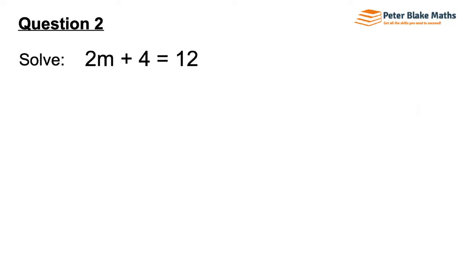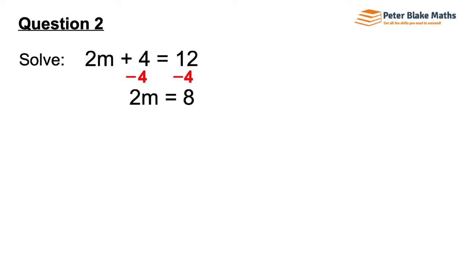To move a plus 4, we need to do the opposite to both sides, which would be minus 4. On the left hand side, the plus 4 and the minus 4 disappear because they kind of cancel each other out, leaving us with 2m on the left hand side. On the right hand side, 12 minus 4 makes 8.